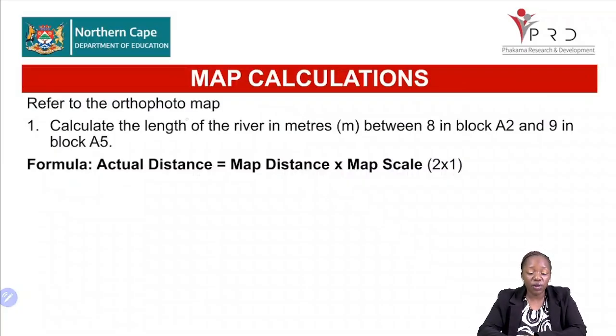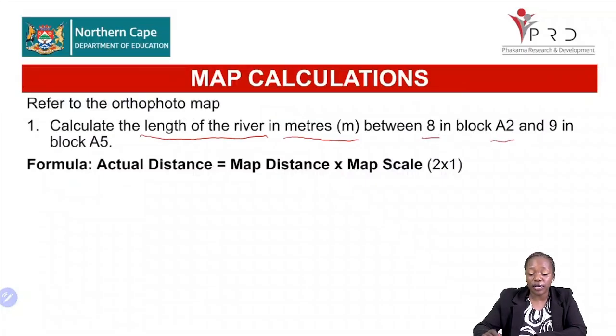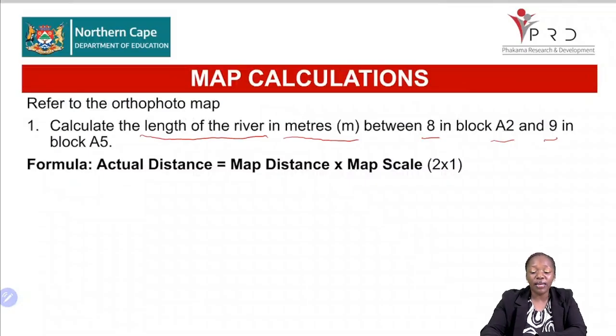So referring to the orthophoto map, everyone by now is on the orthophoto map. What are you looking for on the orthophoto map? You calculate the length of the river. The length of the river is supposed to be in meters. So where is this river? It is between number 8 that you find in block A2 as well as number 9 that you find in block A5.